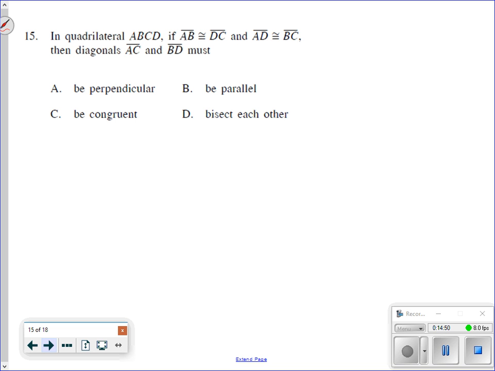In quadrilateral ABCD, if AB is congruent to DC and AD is congruent to BC, then diagonals AC and BD must be what? Well, if we label everything that they gave us, that's what we end up with. We end up with opposite sides congruent. All opposite sides congruent tells us is that we have a parallelogram.